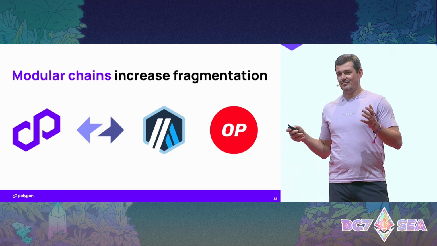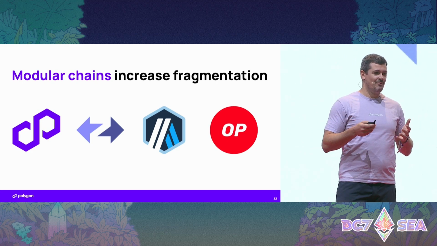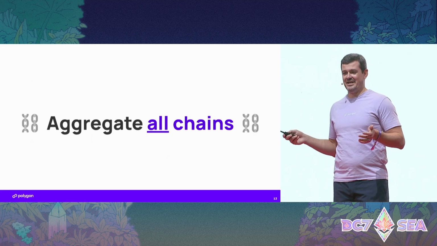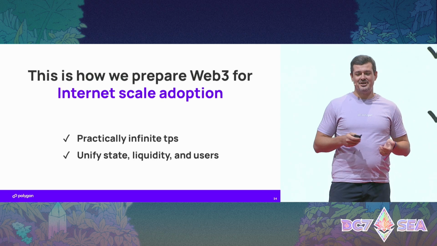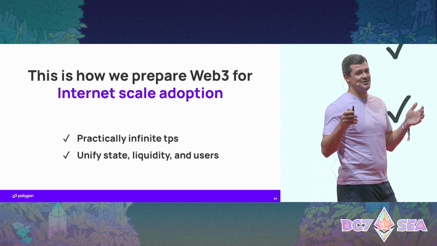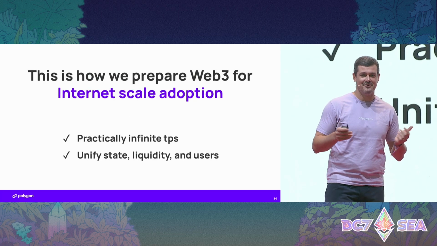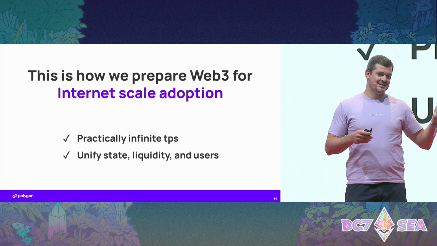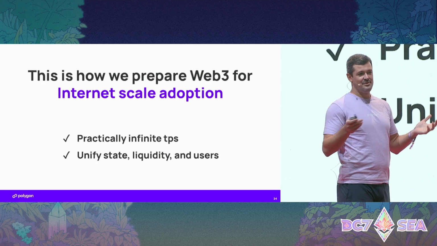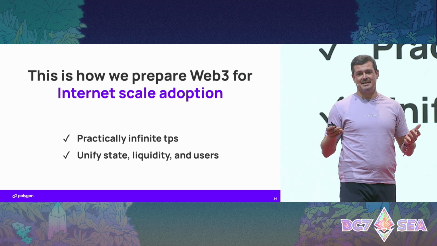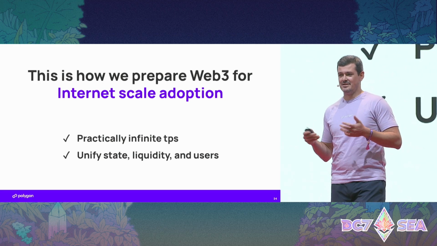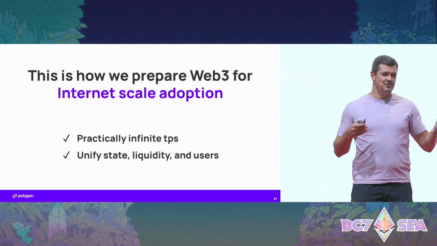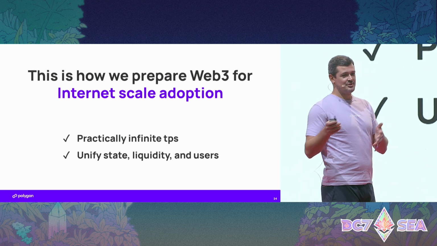The problem is we still don't have one unified Web3 if we do that. And so the answer to this is just aggregate all the chains. And so what does aggregation actually allow for? It allows us to scale Web3 to the size of the internet. What are the things that we need to do this? First, we need practically infinite scalability. And that's what you get when you can spin up new chains very easily when more demand is needed, because when there is more demand, more block space is needed. And then the second one is you need to be able to unify state, liquidity, users.